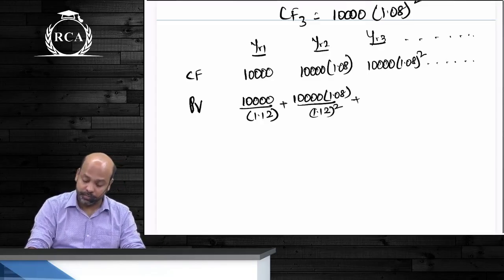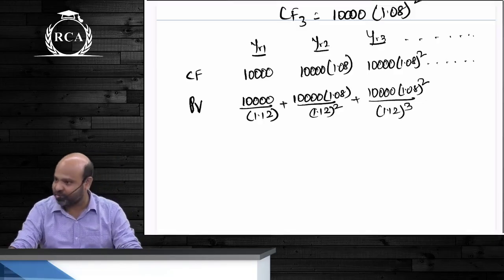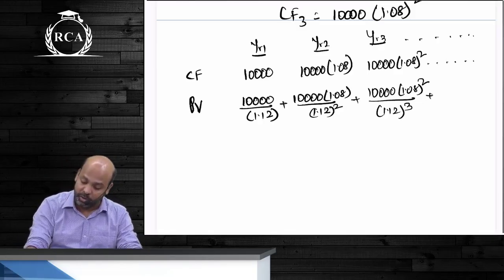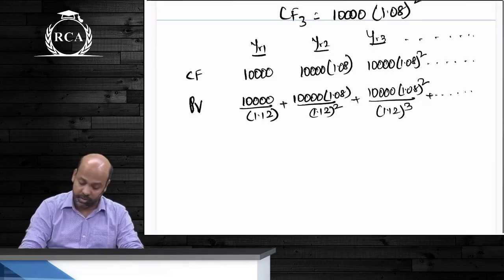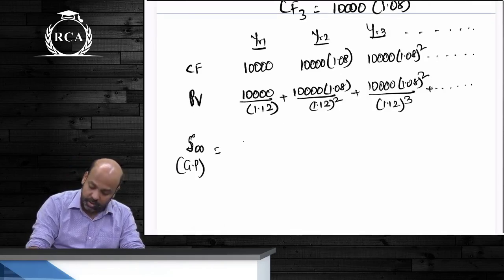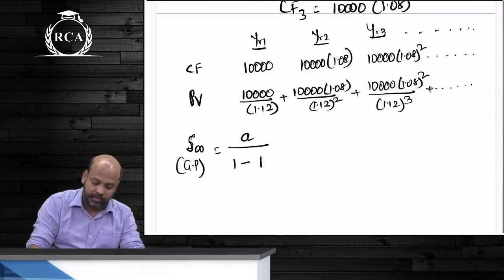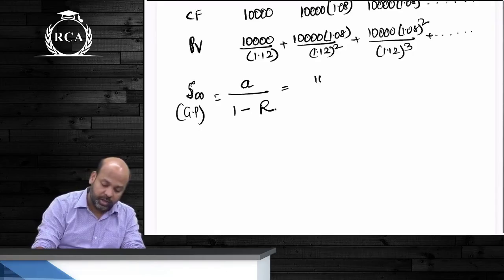And the third one? 10,000 into 1.08 whole square divided by 1.12 whole cube, and so on. Even this is in geometric progression. The sum of infinite terms in a geometric progression would be the same formula: first term divided by 1 minus common ratio. The first term here is 10,000 divided by 1.12.